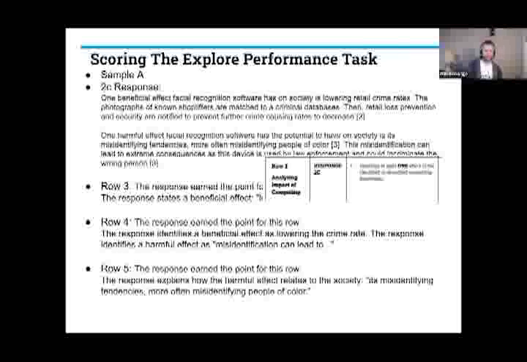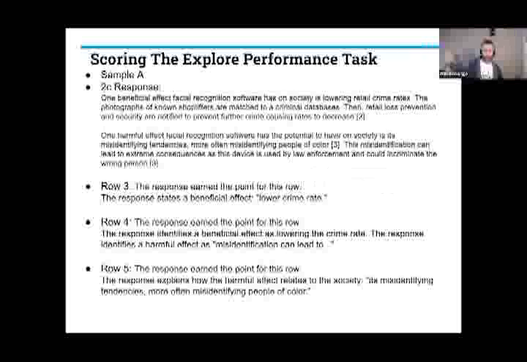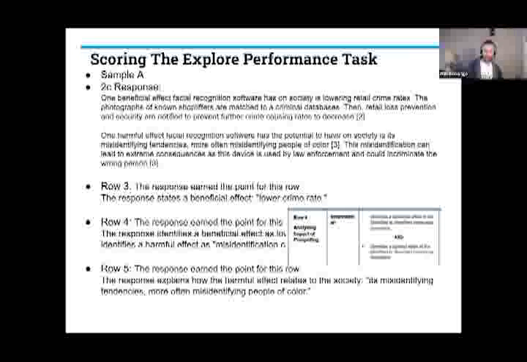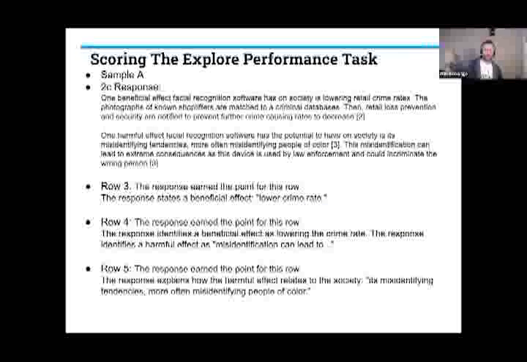Rows 3, 4, and 5 all relate to 2C. Now remember, 2B is not scored on the rubric, but the reader uses 2B to verify that the student has actually created the computational artifact. So let's read 2C. "One beneficial effect facial recognition software has on society is lowering retail crime rates. The photographs of known shoplifters are matched to a criminal database. Then retail loss prevention and security are notified to prevent further crime, causing rates to decrease."